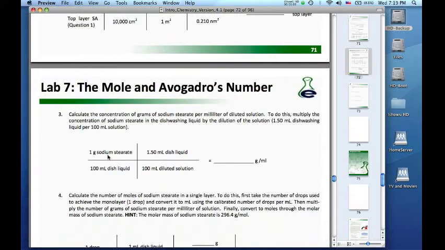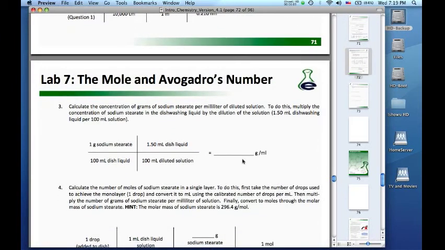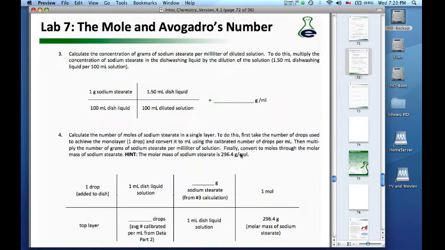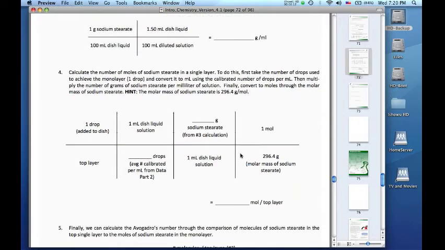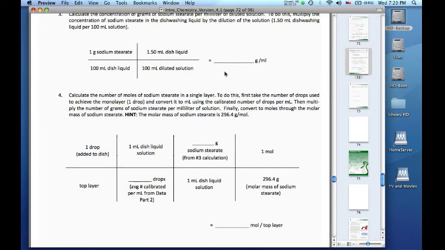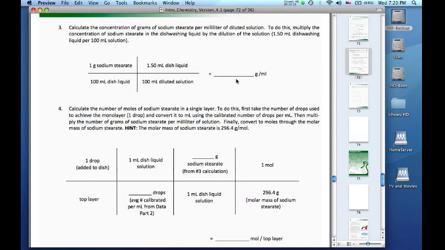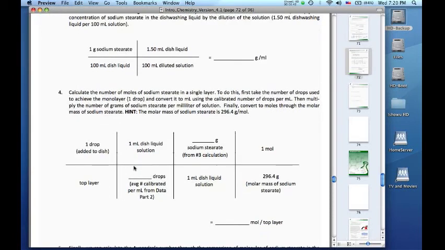And here this will tell you the grams per milliliter. So calculate out here, you get this number here, and then going through here, so the 1 drop, and this is the number of drops. Let's see, the 3 calculation. You have the grams per milliliter. So number 3, you throw this one here, and this is the molar mass of sodium stearate. So 1 drop, and this is per drop, so how many drops you had.